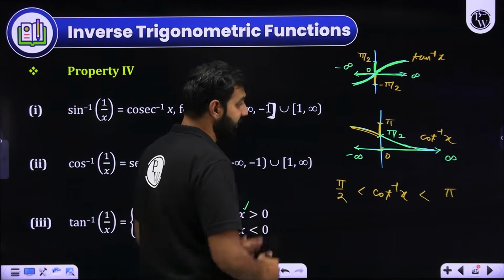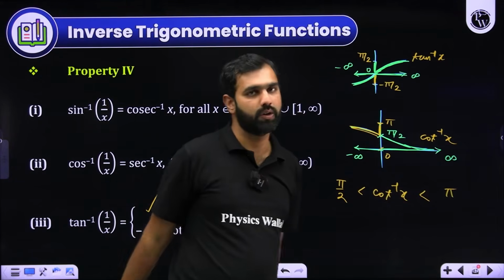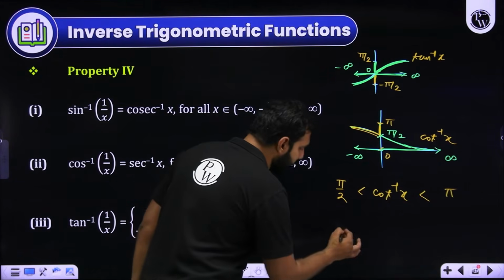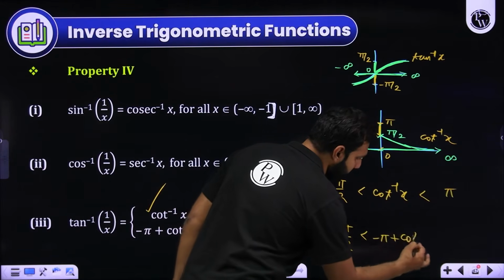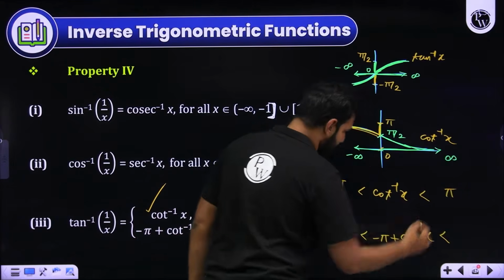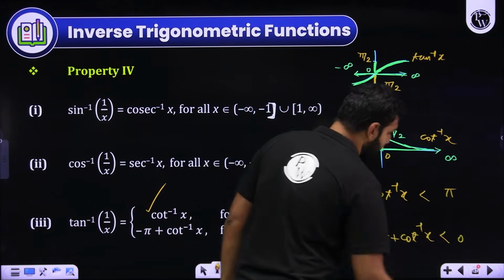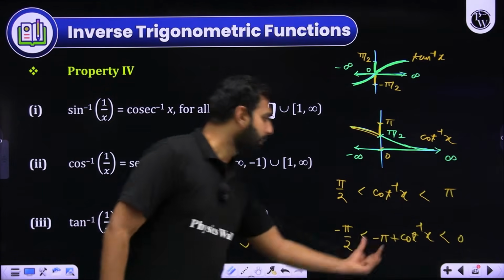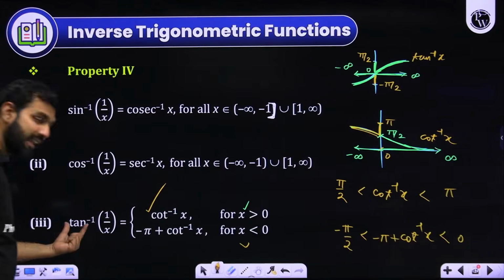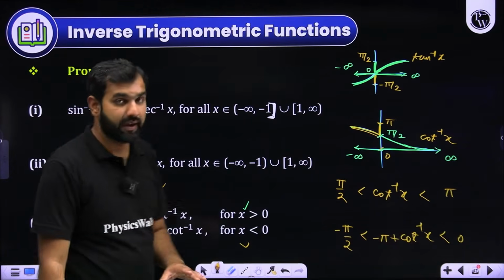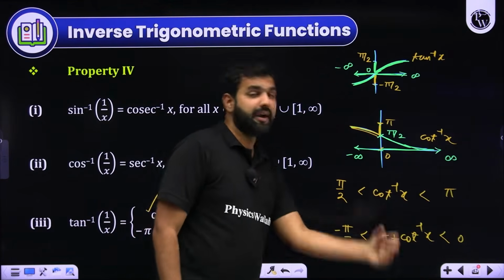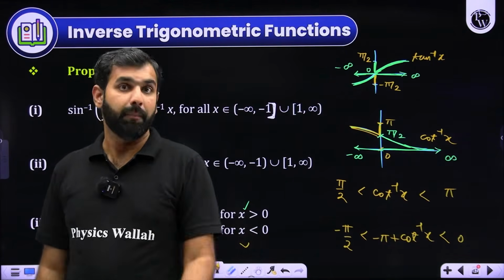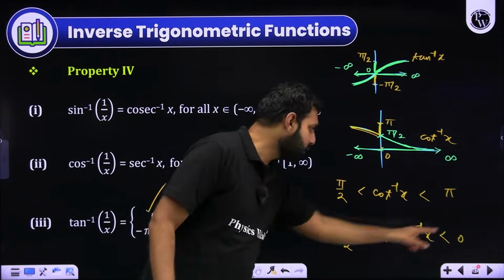Now look at this. If I'm subtracting pi from all the three sides, so pi by 2 minus pi will be minus pi by 2. This will be minus pi plus cot inverse x. And here, pi minus pi will be 0. And that's exactly what I was trying to say. Minus pi plus cot inverse x is equal to tan inverse 1 by x. So tan inverse 1 by x for the values of x which are negative, I'll be writing it as minus pi plus cot inverse x. Because then only I'll have it from minus pi by 2 to 0.